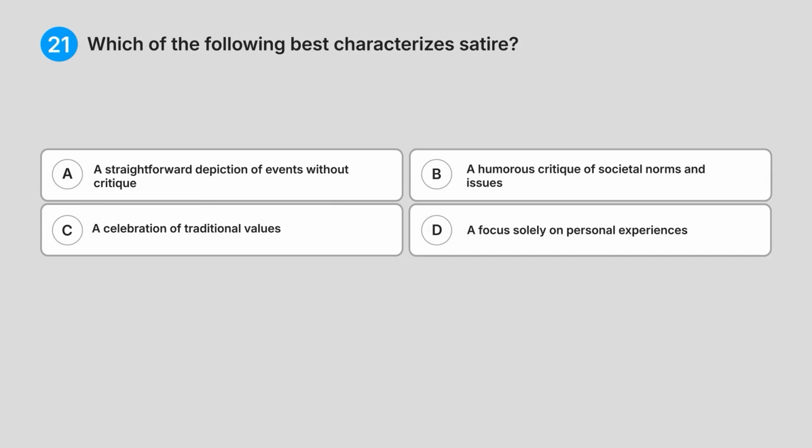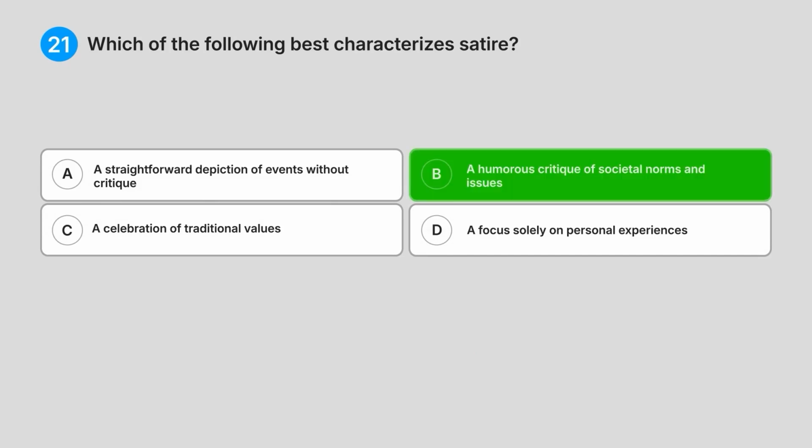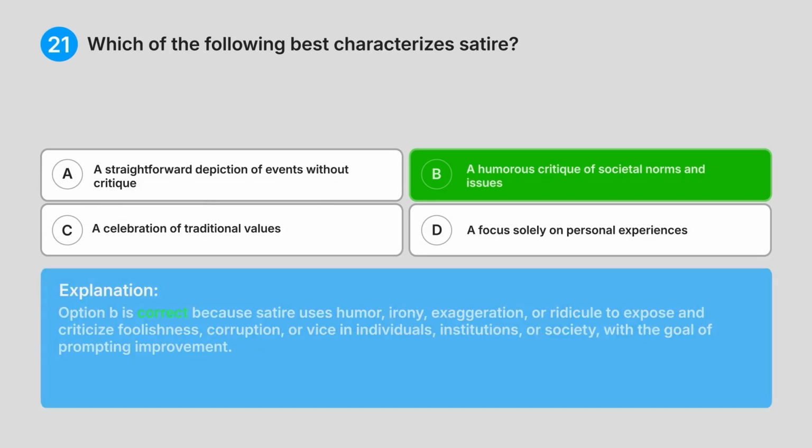Correct answer, B. A humorous critique of societal norms and issues. Explanation. Option B is correct because satire uses humour, irony, exaggeration or ridicule to expose and criticise foolishness, corruption, or vice in individuals, institutions or society, with the goal of prompting improvement.